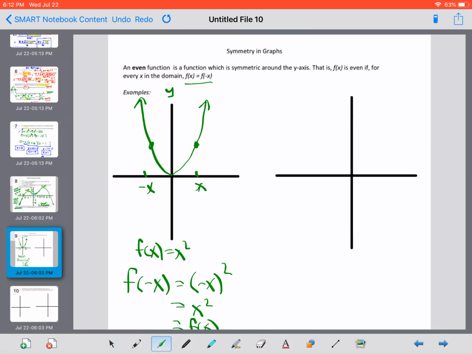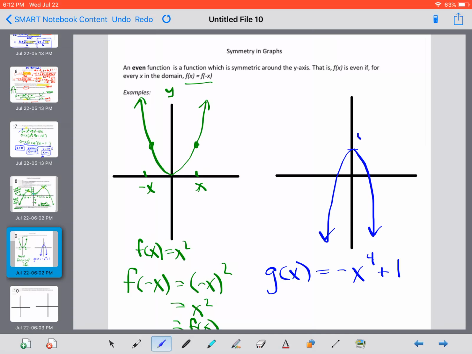Another example would be the function, let's call it g of x. I'm going to take x to the fourth power and flip it upside down and shift it up. So g of x equals negative x to the fourth power plus 1. That looks like this. It's steeper than a parabola, but it's the same basic shape as a parabola. It's been flipped over the x-axis and then it's been shifted up 1 unit.